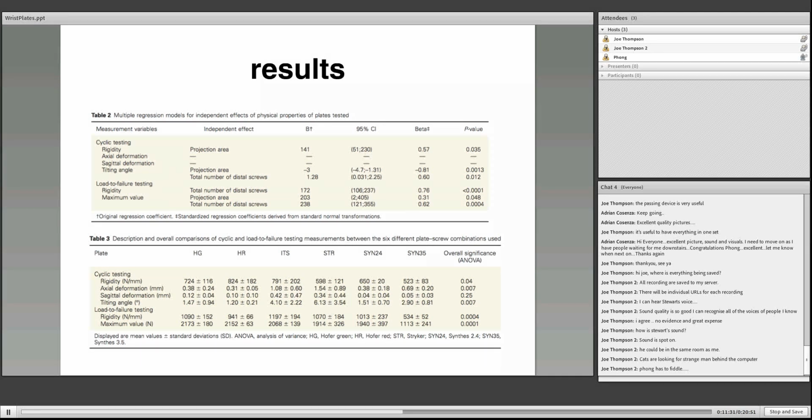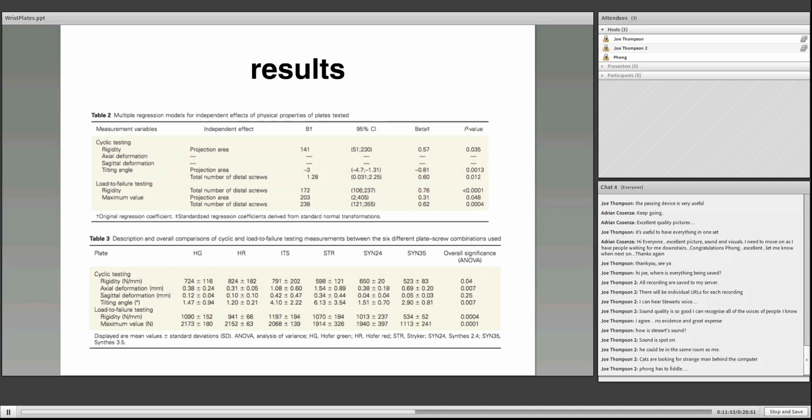Likewise, with the rigidity on load to failure testing, and that was with regards to the projectional area of the distal screws, they had a confidence interval of between 2 and 406, which again is very, very wide. And that gives a P of 0.048, which shows that perhaps that's a questionable significance as well.